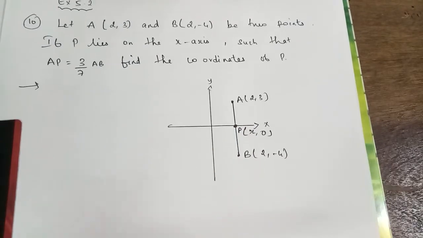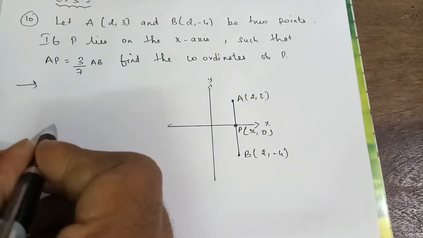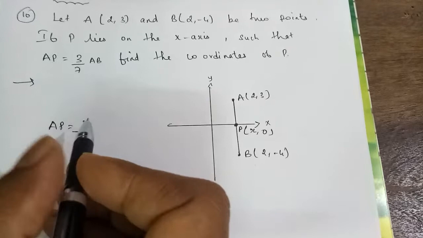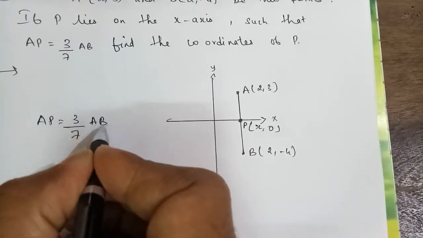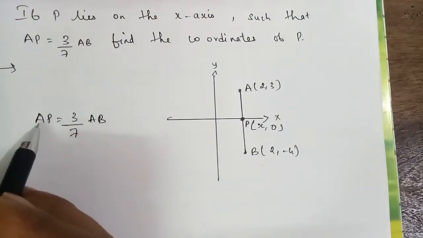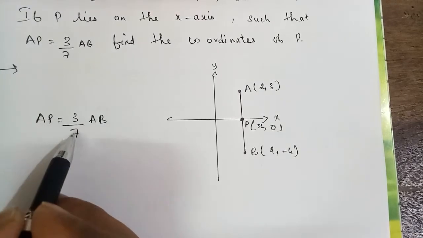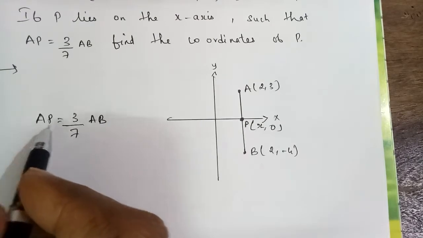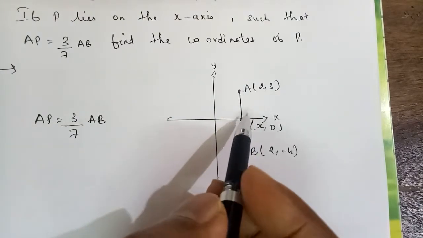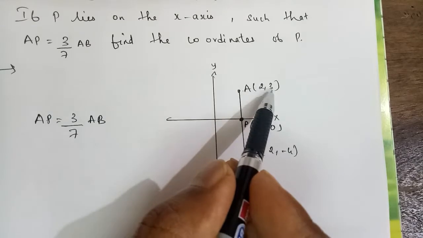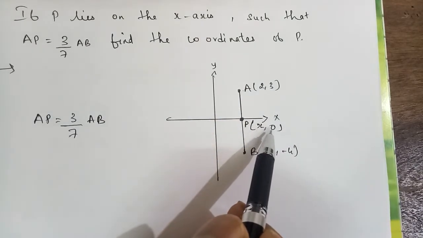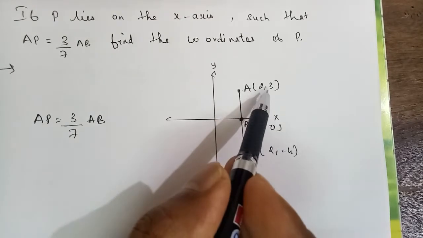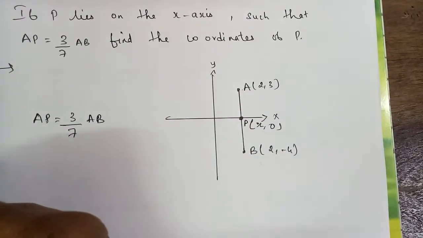Okay. Now what is our formula given? AP is equal to 3/7 AB. That means the distance of AP is equal to 3/7 of the distance of AB. First we'll take the distance for AP. Where is our AP here? This will become x1, y1 and this will become x2, y2. So x minus 2 the whole square plus 0 minus 3 the whole square. We can write like this.